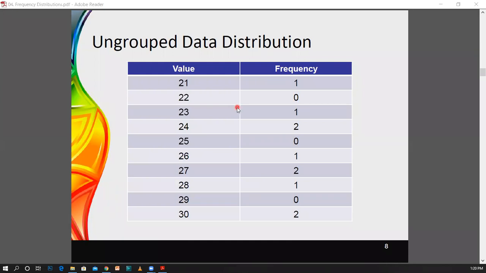Therefore, if you are asked to obtain an ungrouped data distribution, here you can have the values and the frequencies for the ungrouped data distribution.